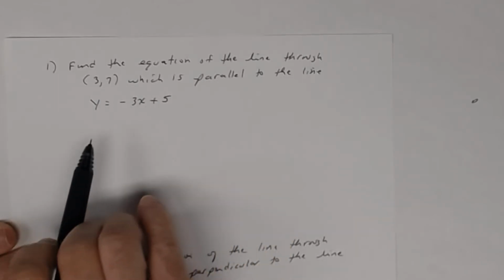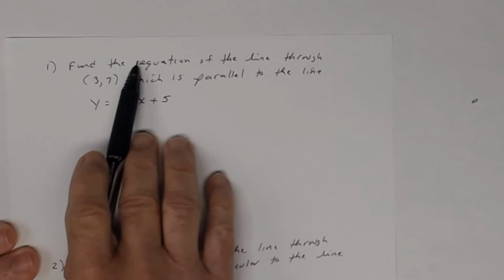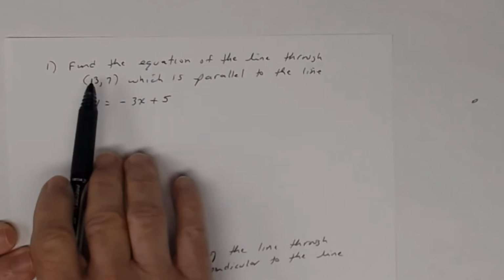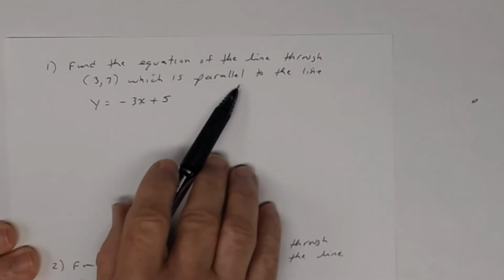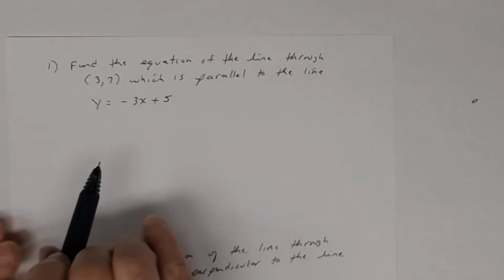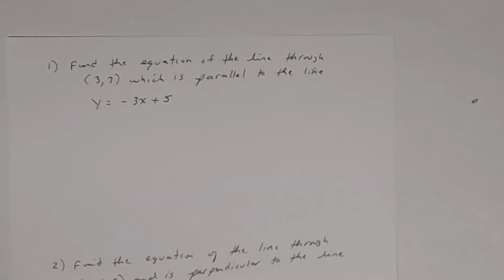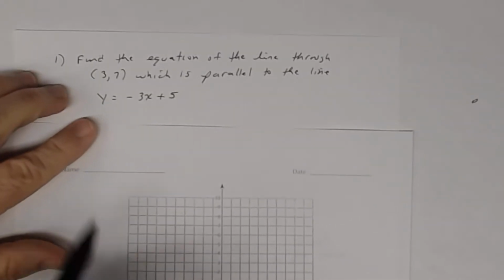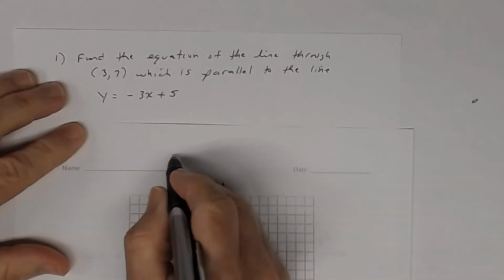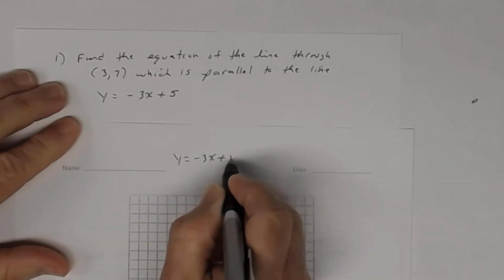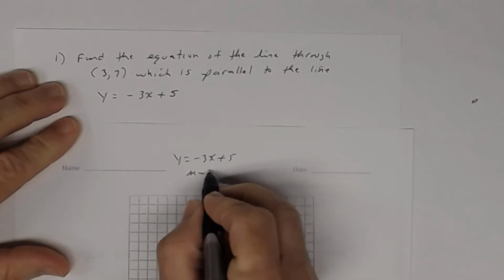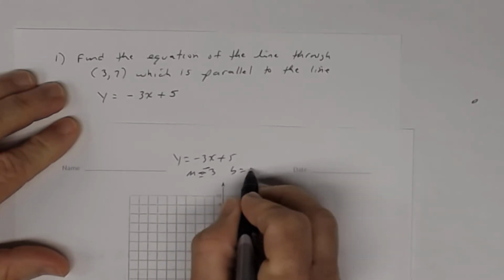to this line. Remember, you now have two lines here. You have this line that goes through this point and is parallel to this line. And just to show you what's happening, I'm going to graph this line right here. So the slope, I'm going to write it this way, y equals negative 3x plus 5. So the slope here is negative 3, and the y-intercept is 5.